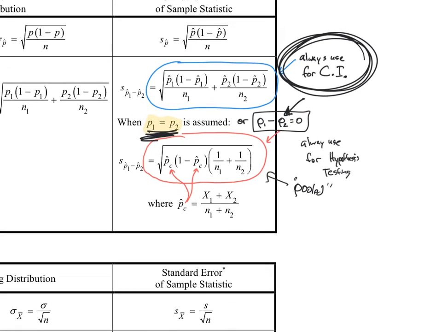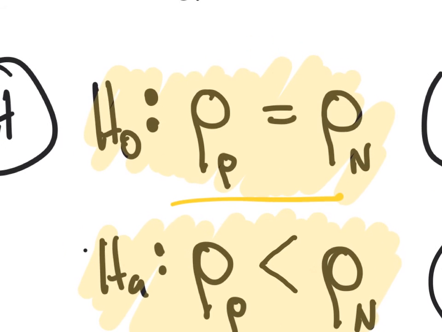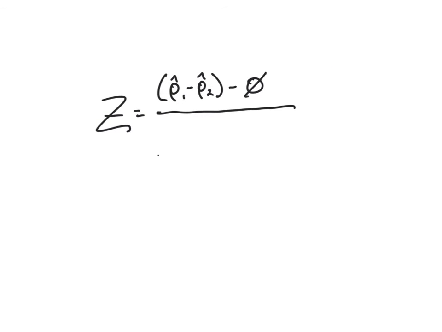Okay, which one of these do I use? This one or this one? Well, frankly, when P1 is equal to P2 is assumed. When is P1 equal to P2? Guys, always. That's always the standard claim. And if it's going to be the standard claim, then we're going to have to use the second standard deviation calculation.